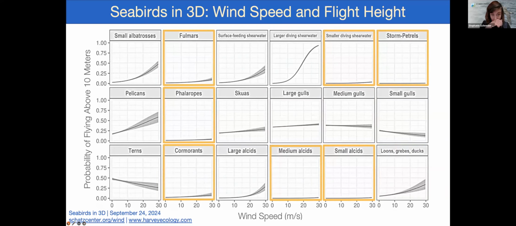Sorry, I wanted to just point out and make sure you saw the flight groups. We have fulmars, different things like storm petrels, phalaropes, cormorants, and alcids. Sorry about that.